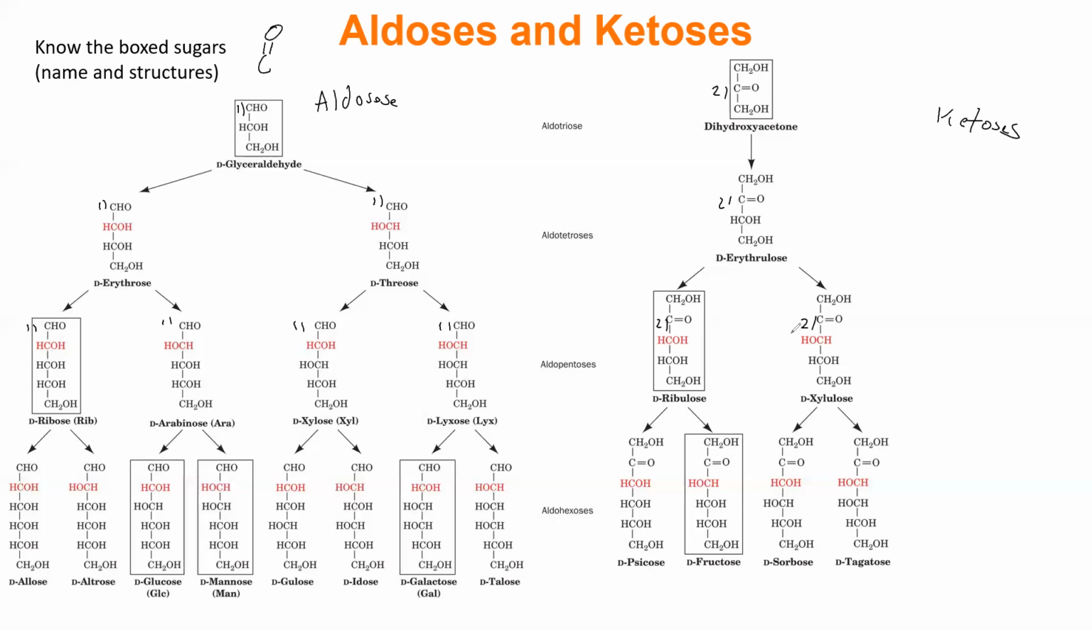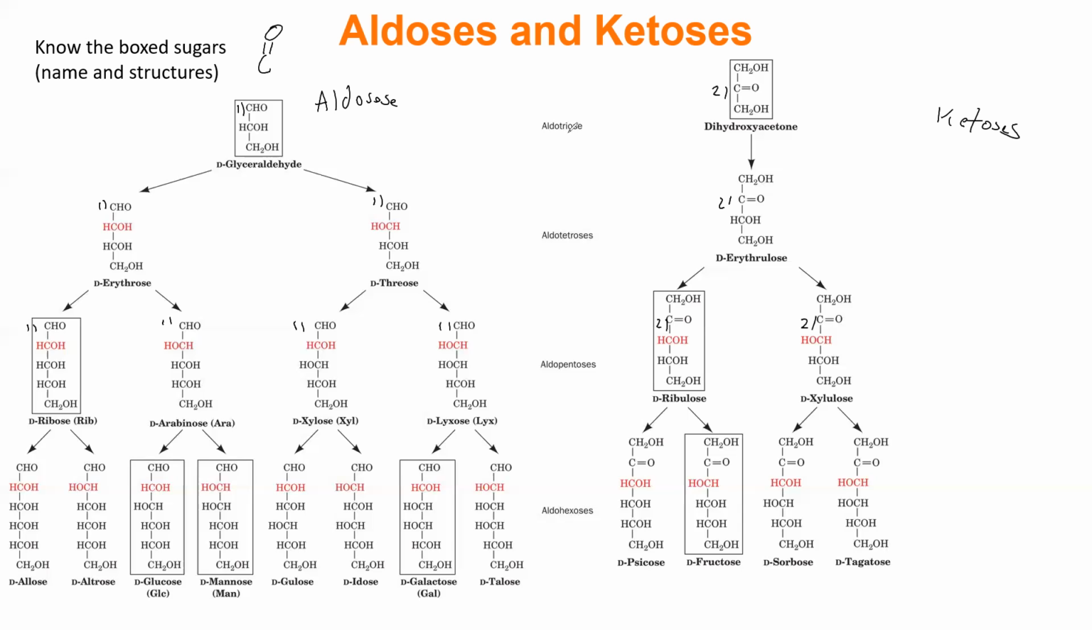Right, so that's the difference between your aldoses and ketoses. What position is this carbonyl at? And the other way we distinguish sugars is by how many carbons they have.